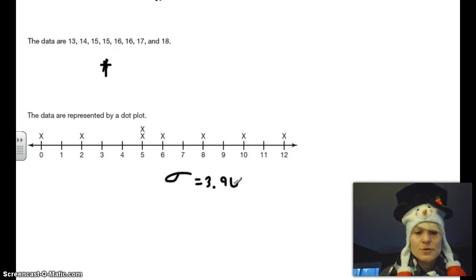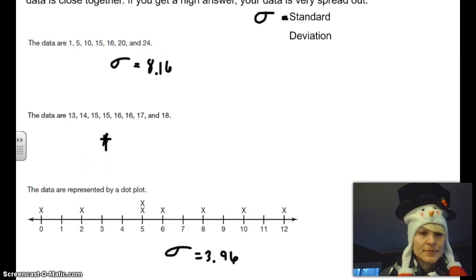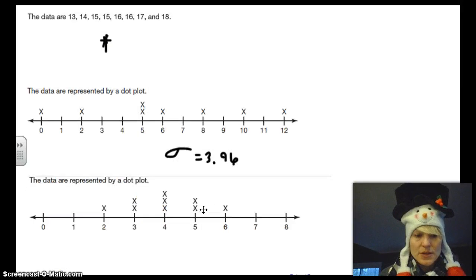So that's a little bit closer to 1. We can say this data is a little more closely compact than the data up there. Because here you have one way down here, and then they're really spread out, whereas these are a little bit closer together. They're between 0 and 12. Okay, so I would like for you to calculate standard deviation on this one on your own.